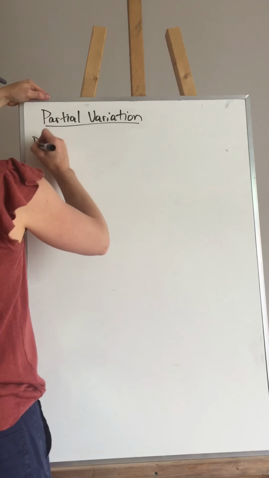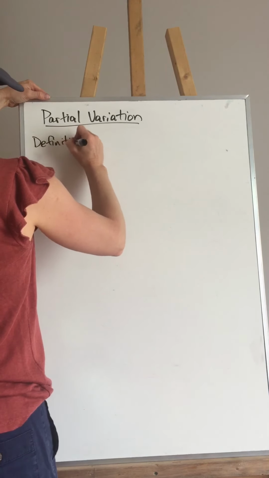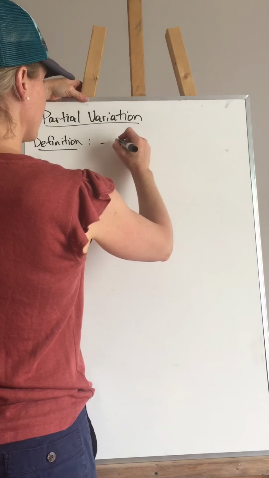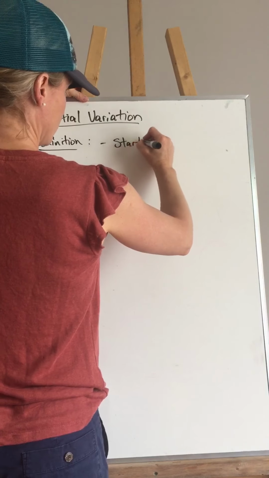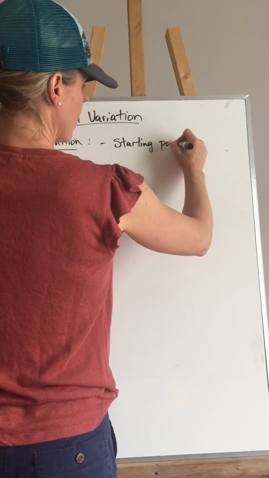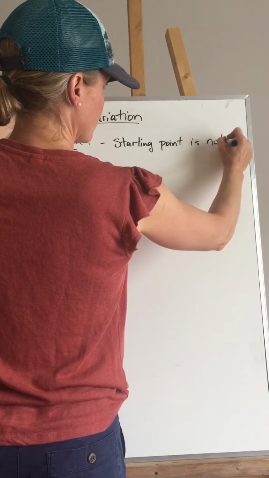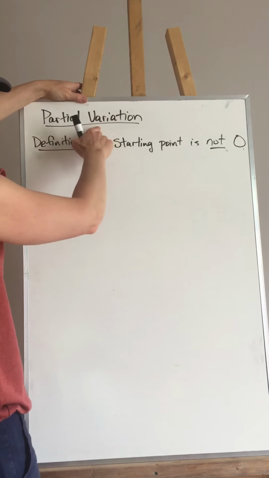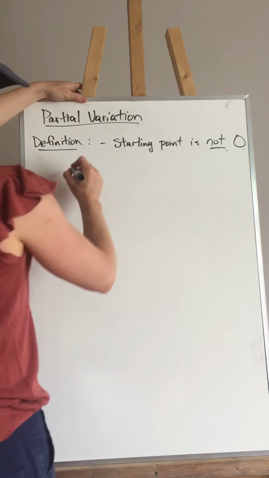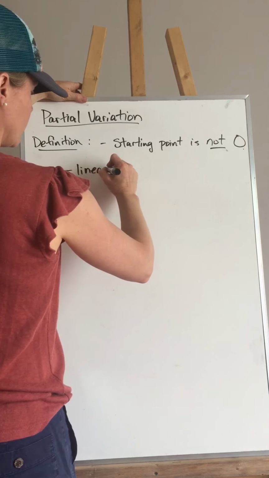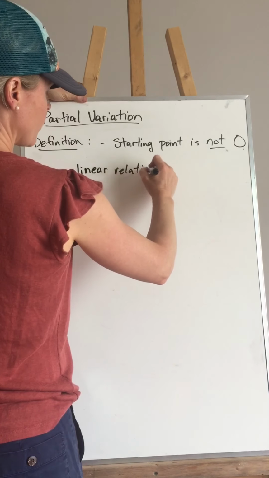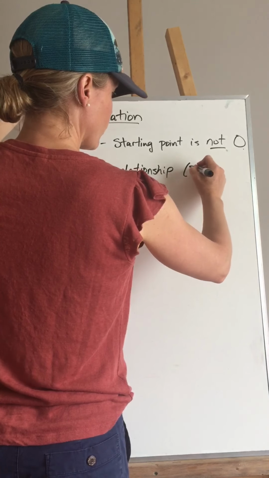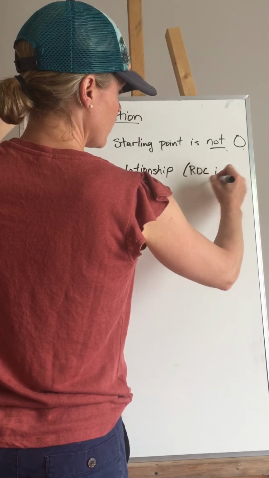Okay, so definition. The big thing is that the starting point is not 0. Anything but 0 is partial variation. It is also a linear relationship. Just like the direct variation was a linear relationship, this also is a linear relationship. So therefore the rate of change is constant.